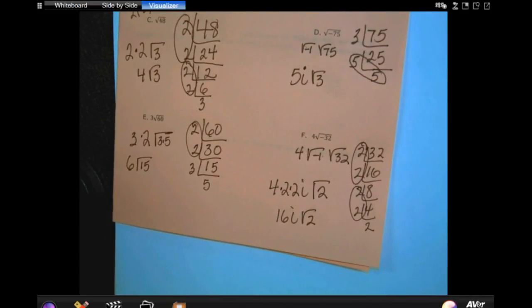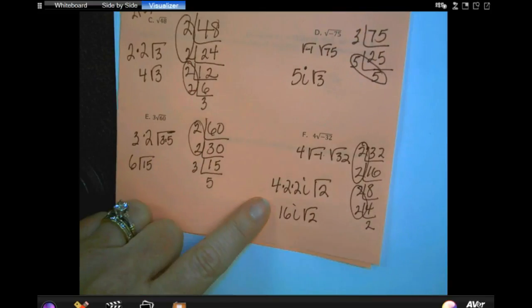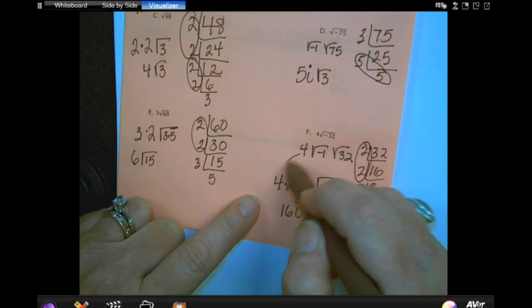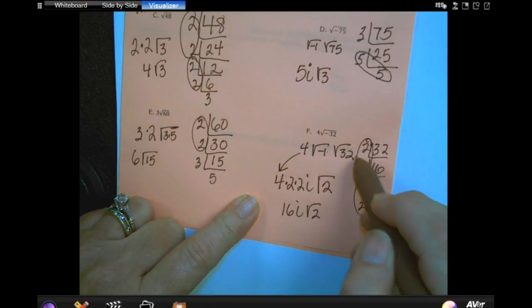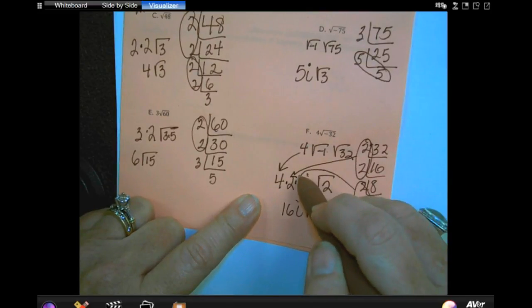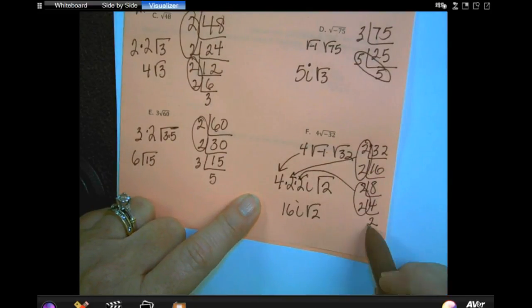So any questions there before I go on? Yes. Right. So this 4 came from right here. This 2 came from that one. And this 2 came from that one. And then this was the leftover one.